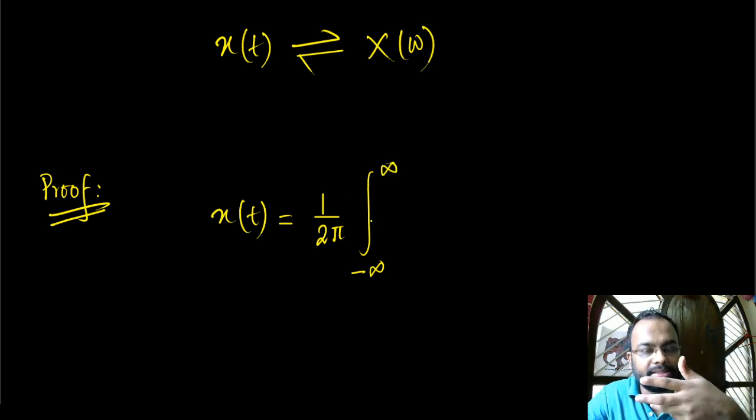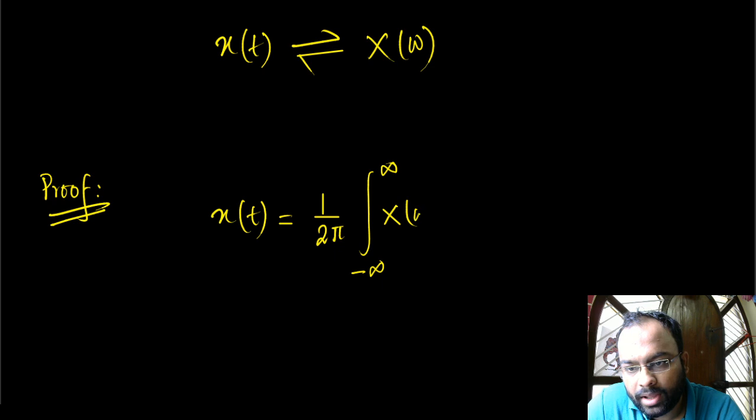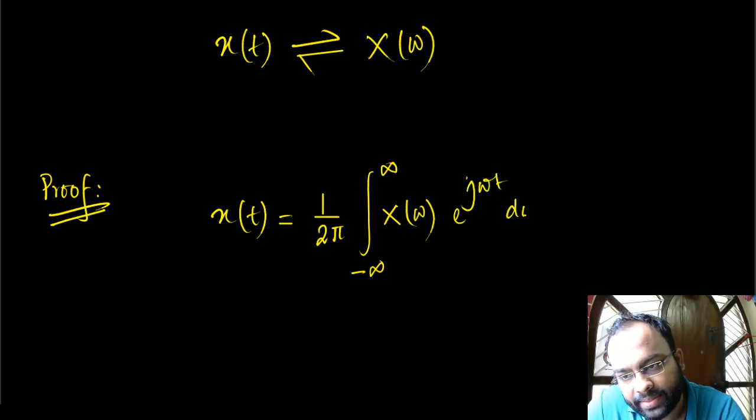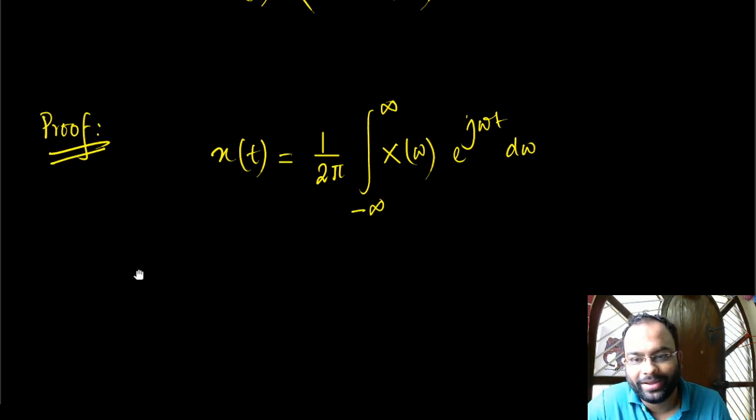I'm going to explain this, and then we shall solve a few typical problems. Okay, so we have x of omega e to the power j omega t d omega. That's the expression for the inverse Fourier transform. And what am I proving? I haven't yet told you, right?